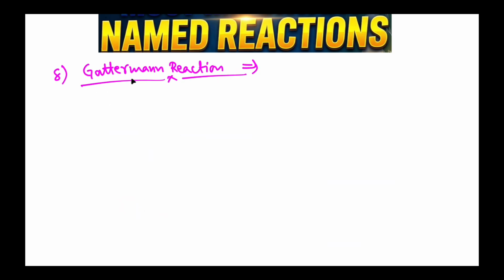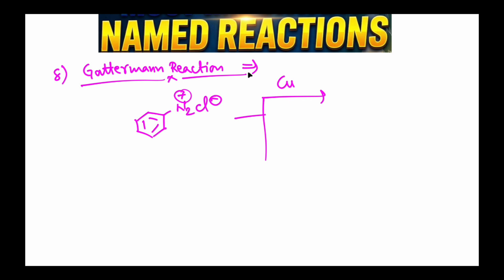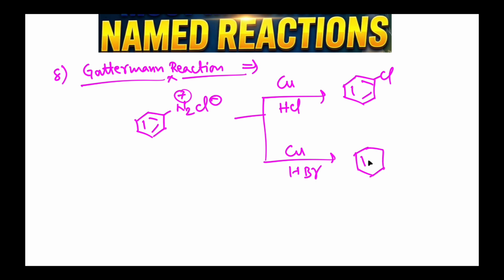The next is the Gattermann reaction. In the Gattermann reaction also, benzene diazonium chloride reacts with a copper catalyst. Before we used CuCl, now only copper in the presence of HCl, or otherwise copper in the presence of HBr. So the chloride ion replaces the nitrogen molecule. We can get chlorobenzene. Here the Br minus ion replaces nitrogen. We can get bromobenzene. This reaction is called the Gattermann reaction.